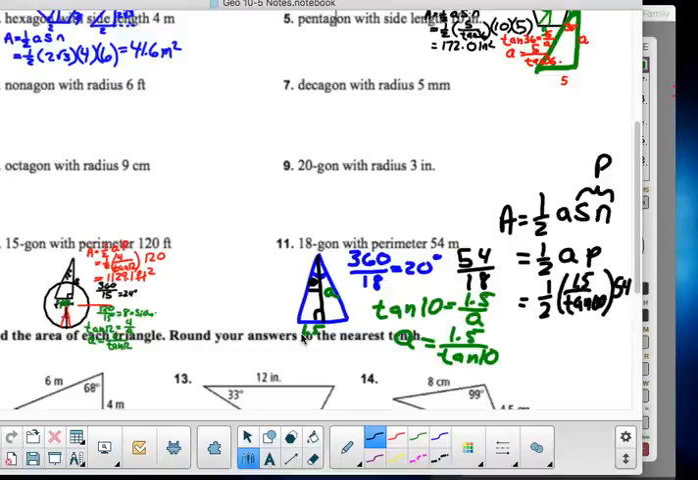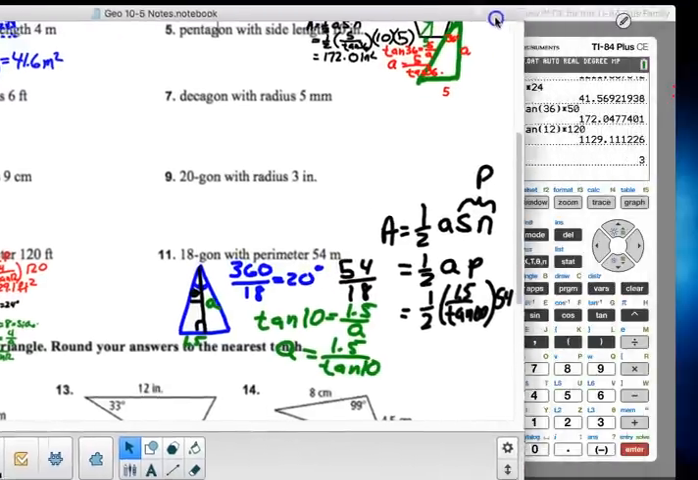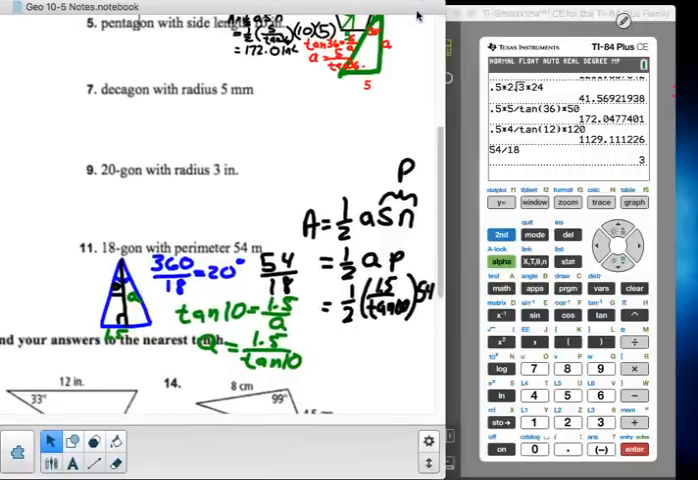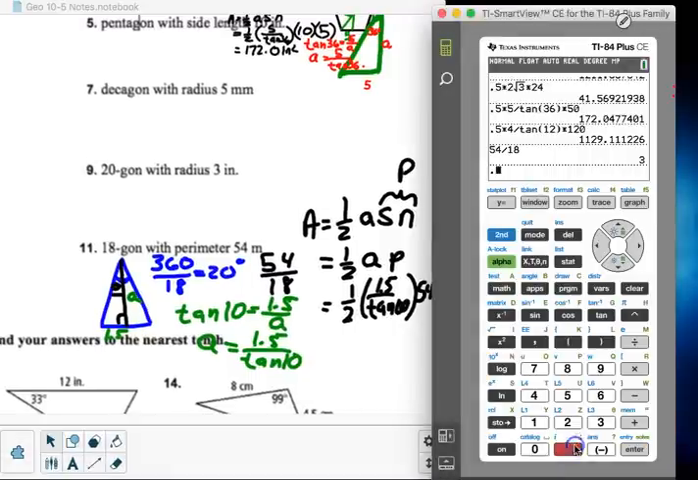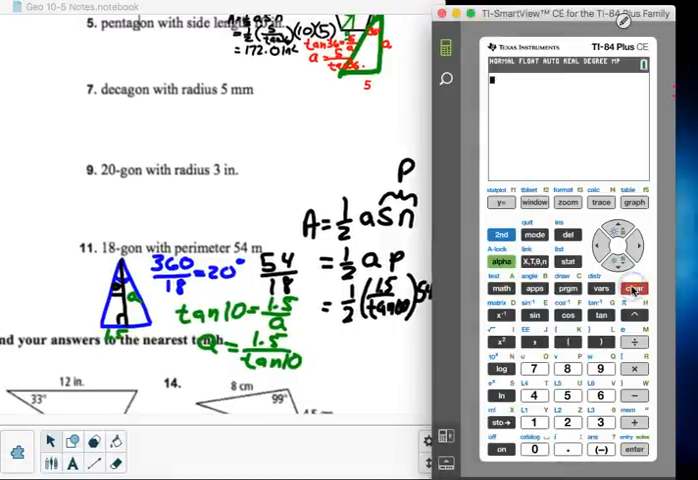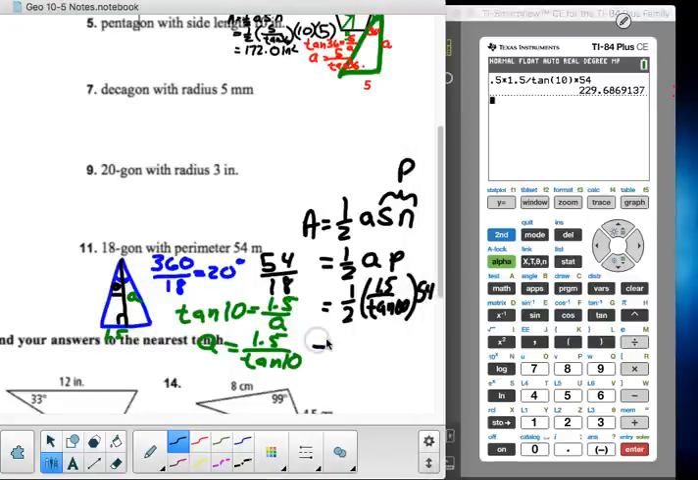And I'm going to put this in my calculator again. To access my calculator, I just have to move things over here. So I'm looking at my calculator. Let's clear this so you can see which numbers I'm putting in. 0.5 times 1.5 divided by tangent of 10, close the right parenthesis, times 54, and that equals 229.7. So I have for my answer 229.7 meters squared.